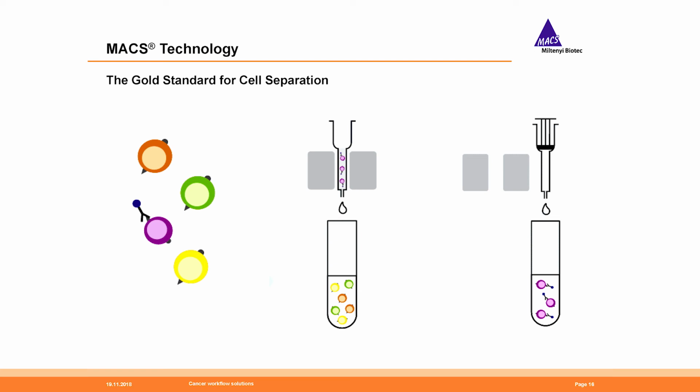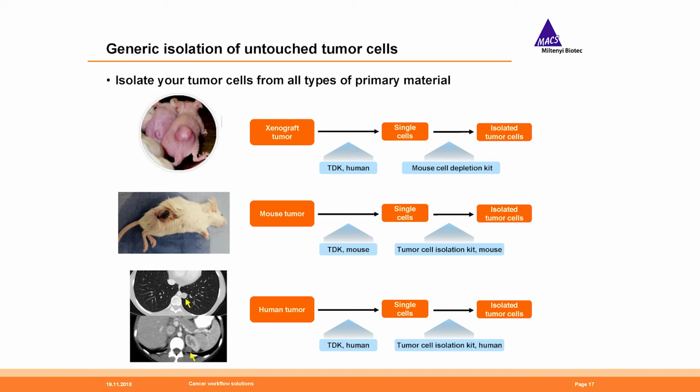And what we're going to do now is we're going to do this for tumor cell isolation. So if you want to isolate tumor cells from your tissue, just the tumor cells, we have 3 different ways to do this, either coming from a PDX model, coming from a mouse tumor, or coming from a human tumor. It's always the same workflow. You start with your tissue, you dissociate, you have single cells, and then we go into isolation. The only thing that changes are the reagents because of the different tissue types.